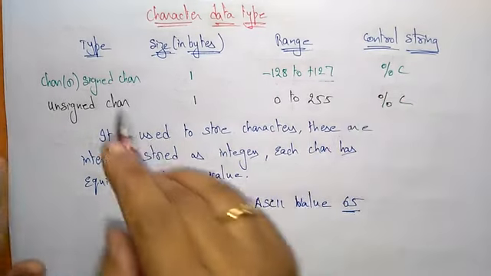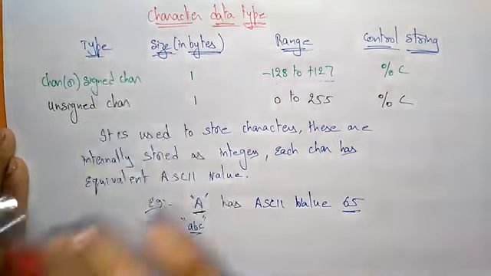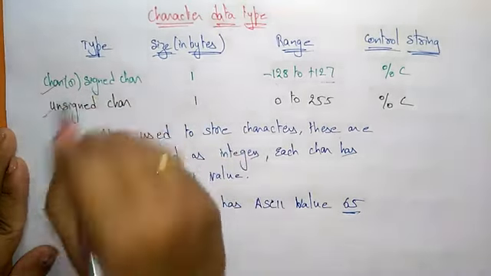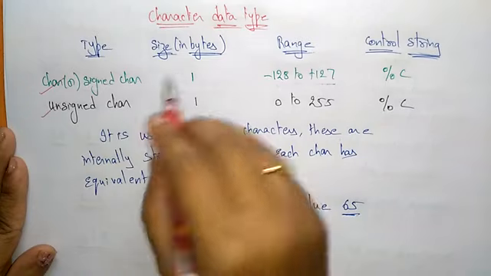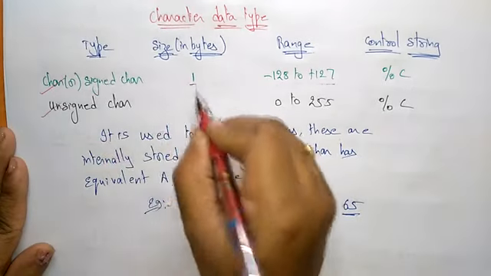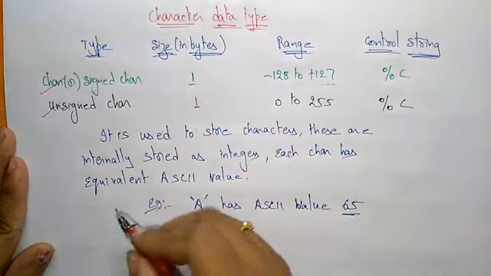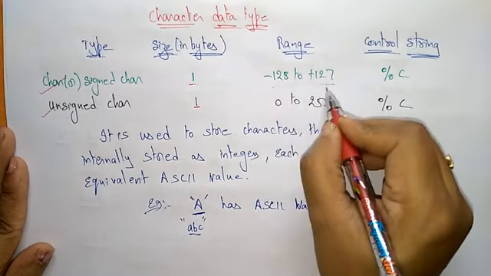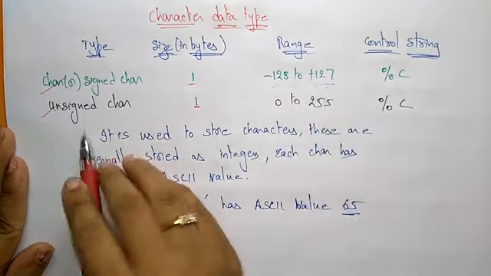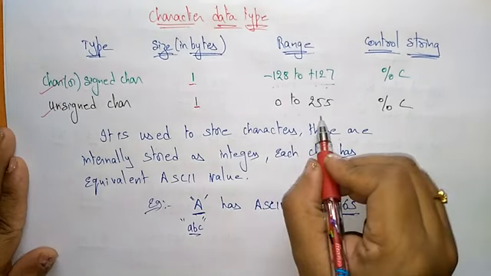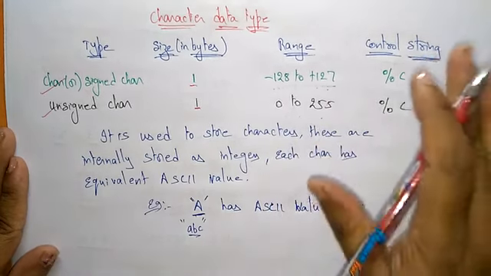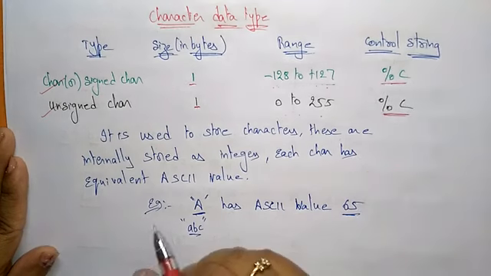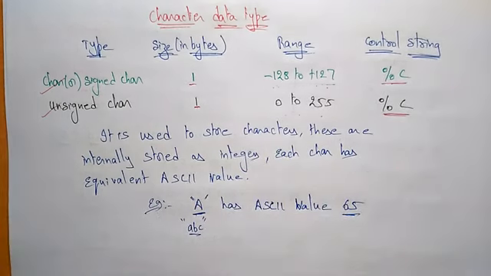Now coming to the character types, there are two types: signed character and unsigned character. Both store 1 byte only. The range of the signed character is -128 to +127, whereas unsigned character is 0 to 255. For both the signed and unsigned character, we use the control string %c. So this is about the character data type.